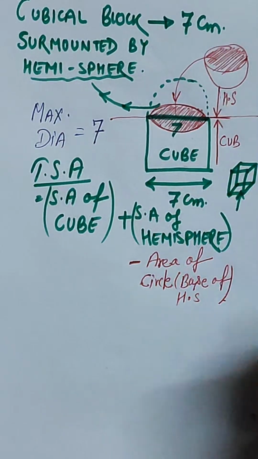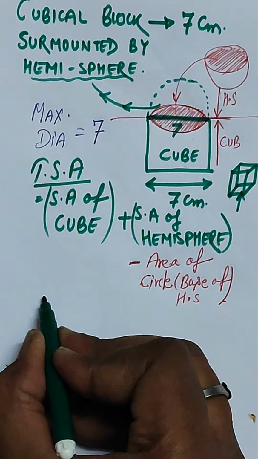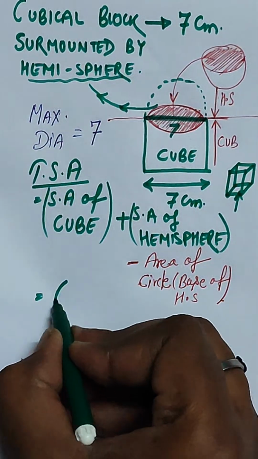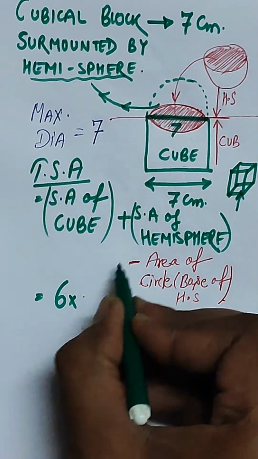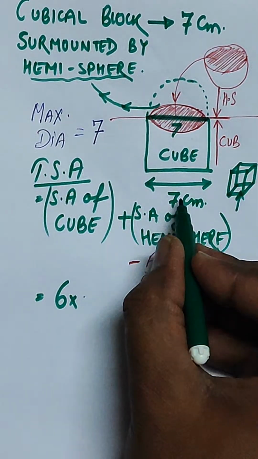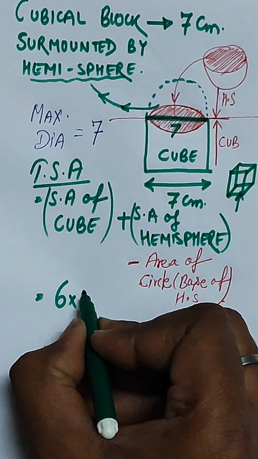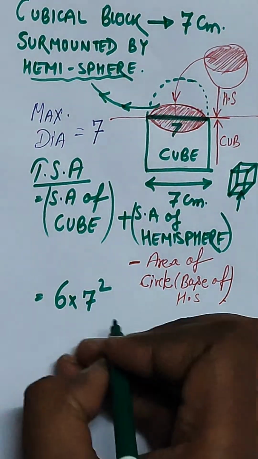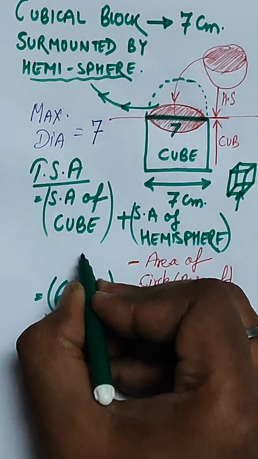This is coming 6 times, right? So the surface area of the cube will be 6 into a square, where a is the side. What is the side of this cube? 7. So it will be 6 into 7 square, right? So this is done.